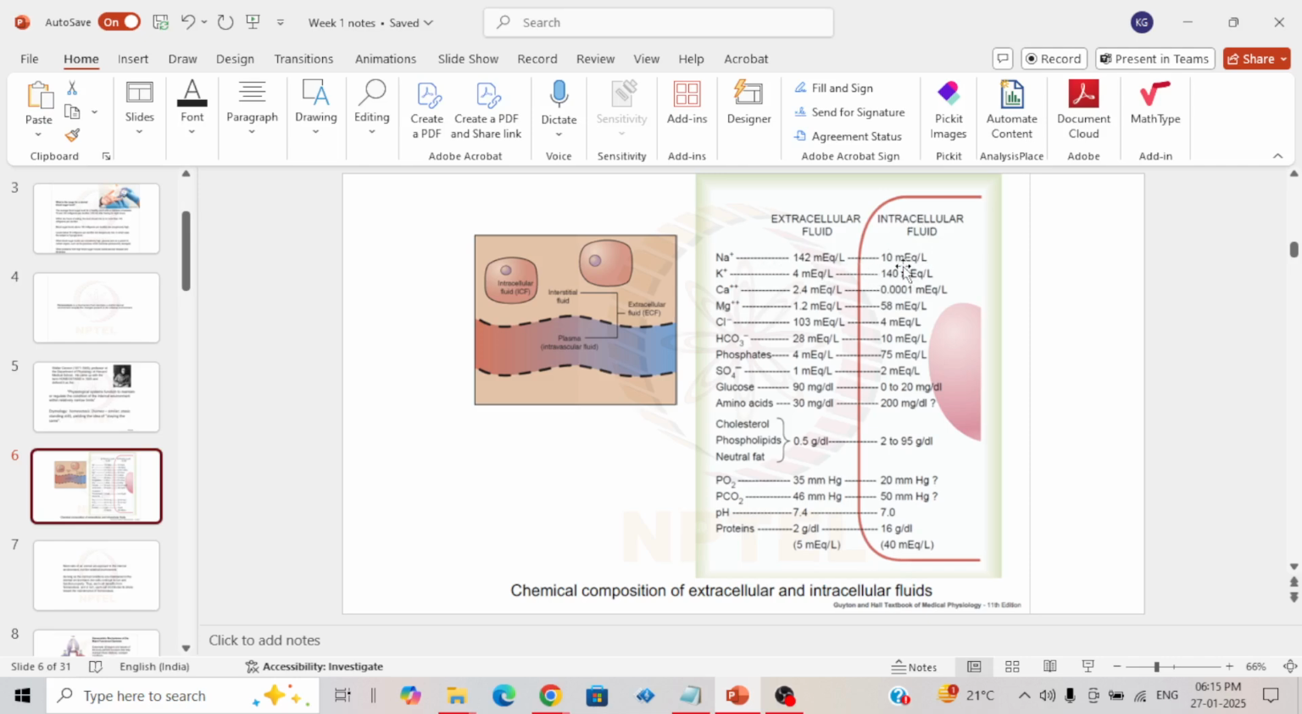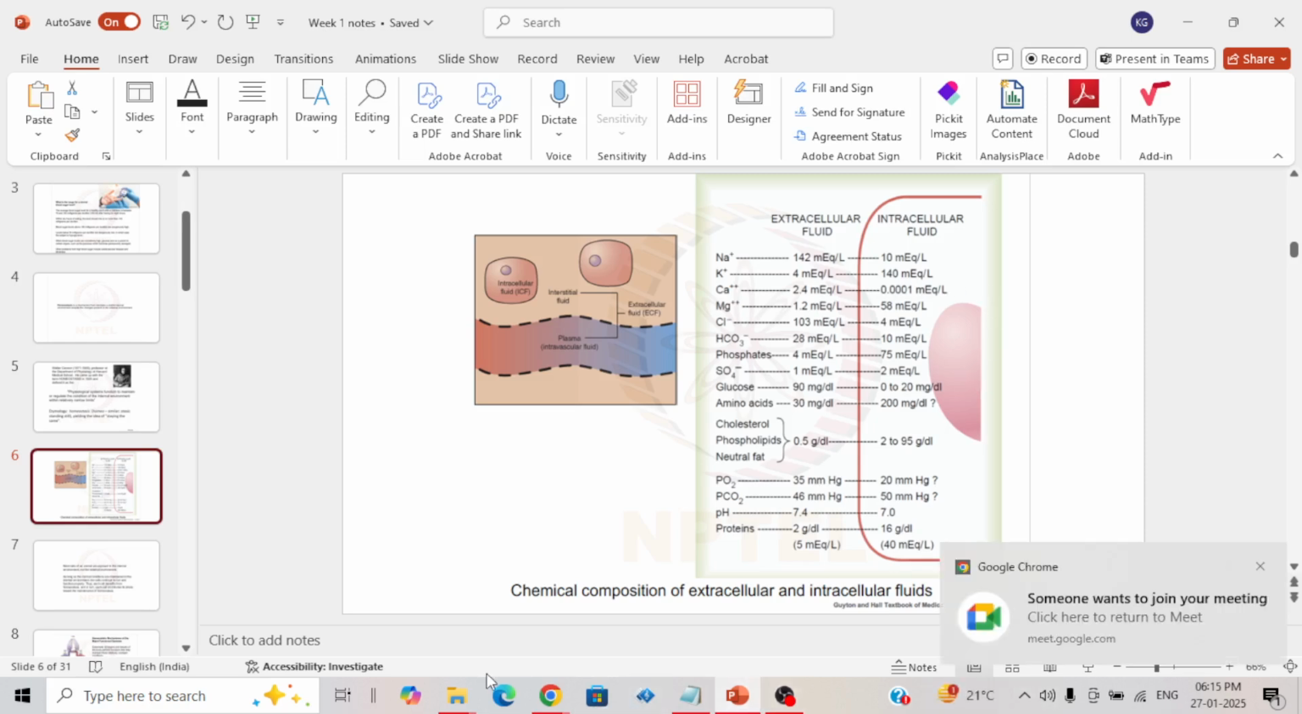So this is what a balance which should be maintained, and this is the homeostasis which should be maintained inside the cell, or we can say in the intracellular environment, so that the body can function. We'll start with the very basic entity, that is the cell. The cell can function in a proper manner, in a perfect manner.